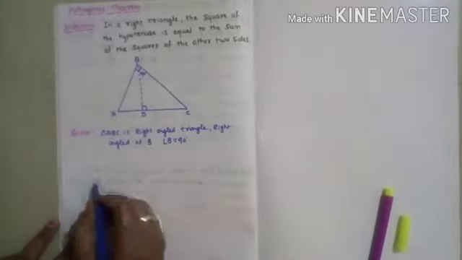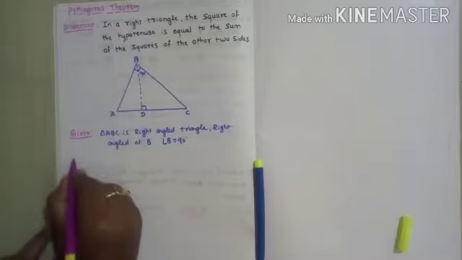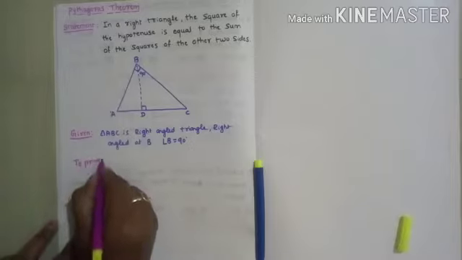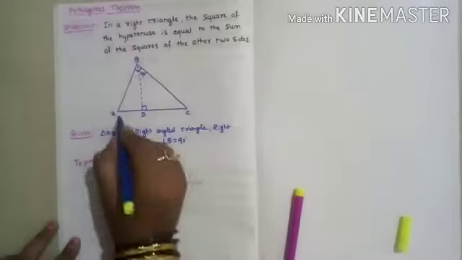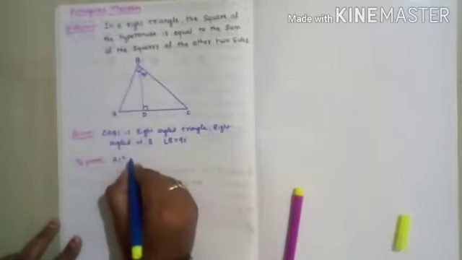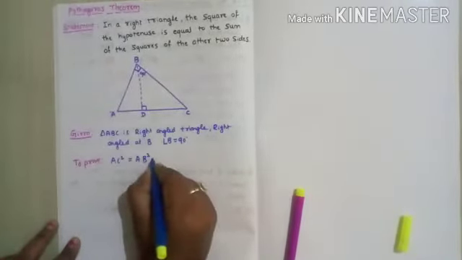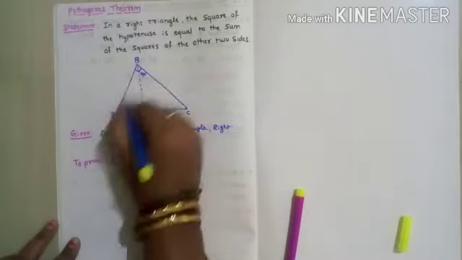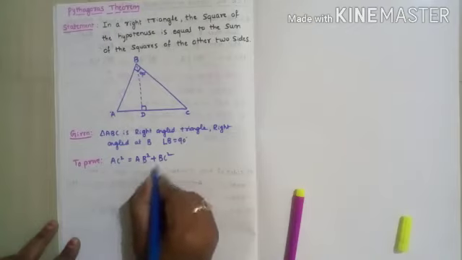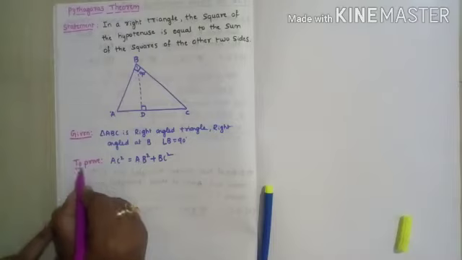This is the given. Next we have to write what is to be proved. What do we have to prove here? Just now I told you while explaining the statement, we have to prove AC square, the hypotenuse square, is equal to the sum of the squares of the other two sides, AB square plus BC square. AC square equals AB square plus BC square is what we want to prove here. For that we have to do one construction here.